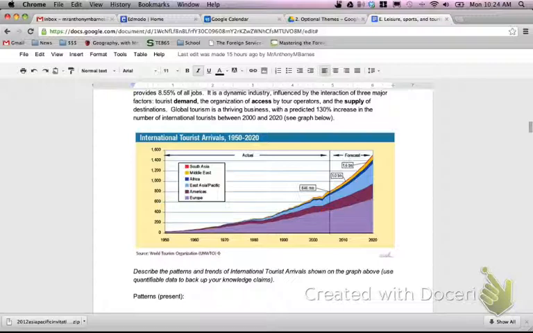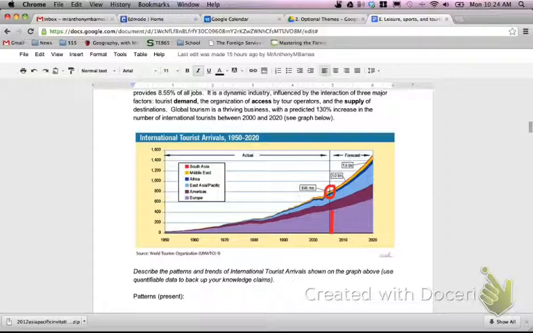So if we look at the graph a little bit more in depth, we'll notice the reason that I got confused when I first looked at this is because I thought to myself, how can the Middle East, which is up here around 800 million, have more tourist arrivals than Europe, which is obviously more tourists go to Europe? And what I realized was, like I said, Europe owns the largest share of tourists.